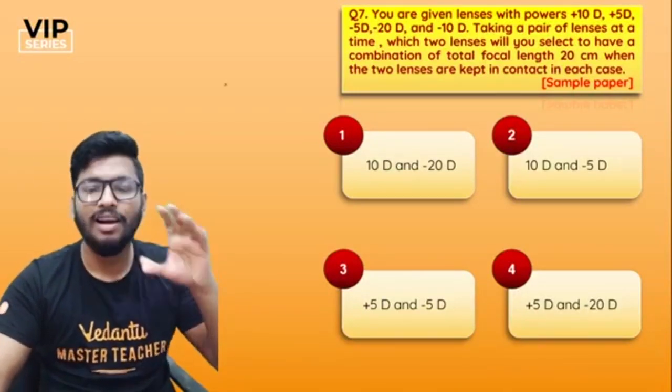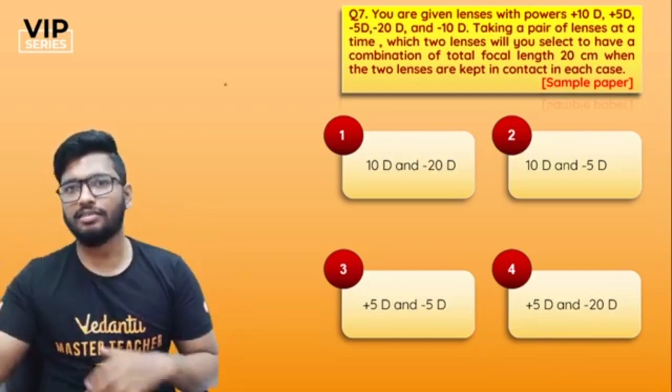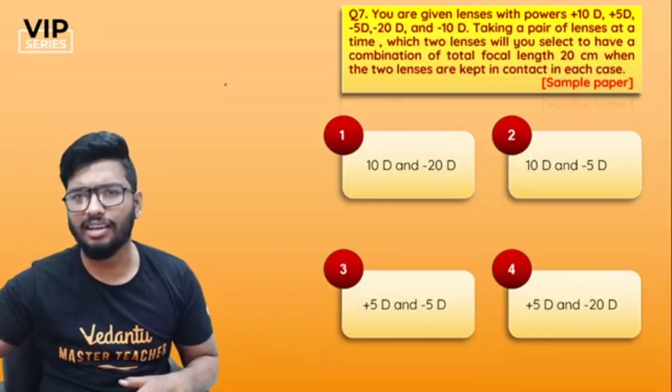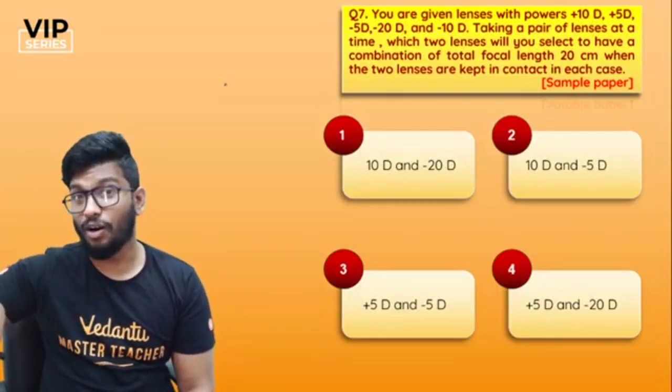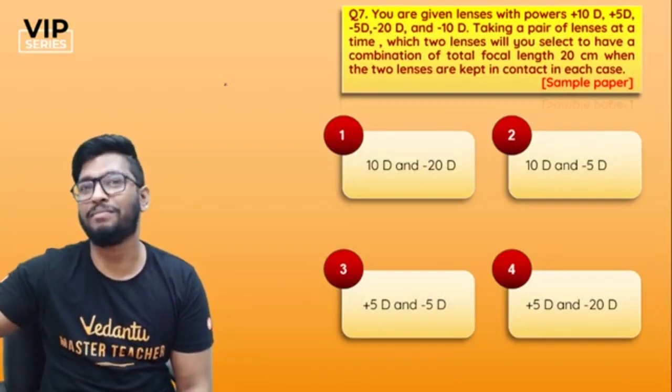So here's the question, guys. These are the combinations that are given. When you combine the lenses, you will get some power. Whatever the power is, you're going to get that. So you have to find out for which combination of these 2 lenses you're going to get the focal length of 20 centimeter. That is the question.